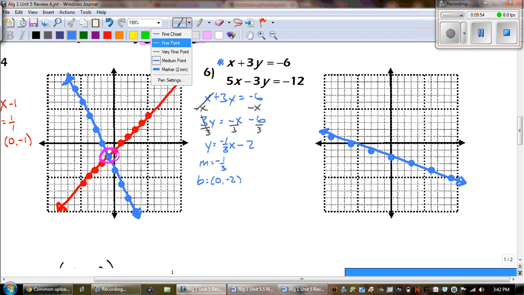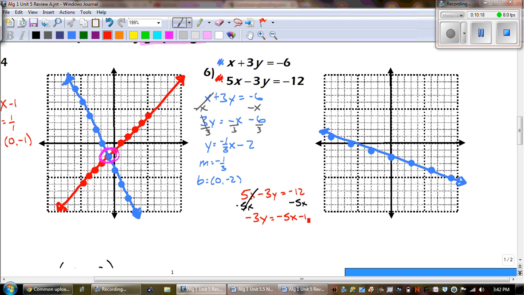Okay, and now our second equation, 5x minus 3y equals negative 12. Same thing, we want to find out what y is, so we're going to subtract the 5x to the other side, and we have negative 3y equals negative 5x minus 12. To get the y by itself, we're going to divide by negative 3, and we need to divide everything by negative 3. And we get that y equals a positive 5/3 x plus 4.